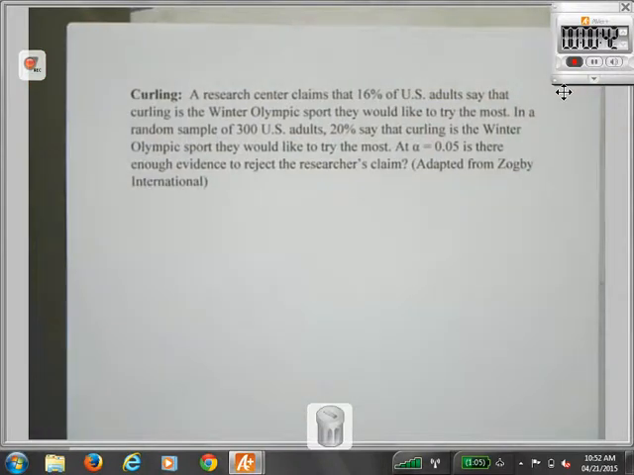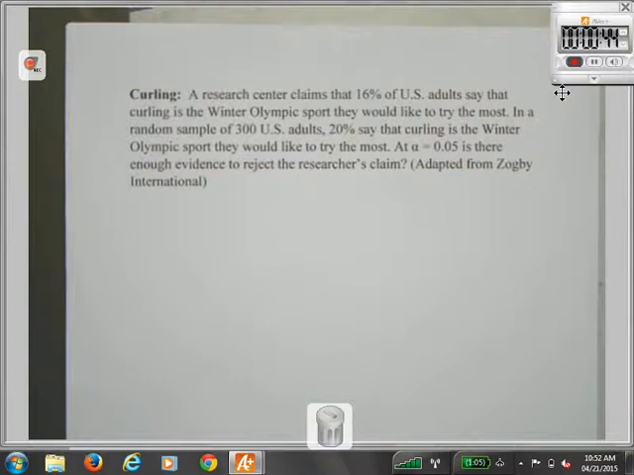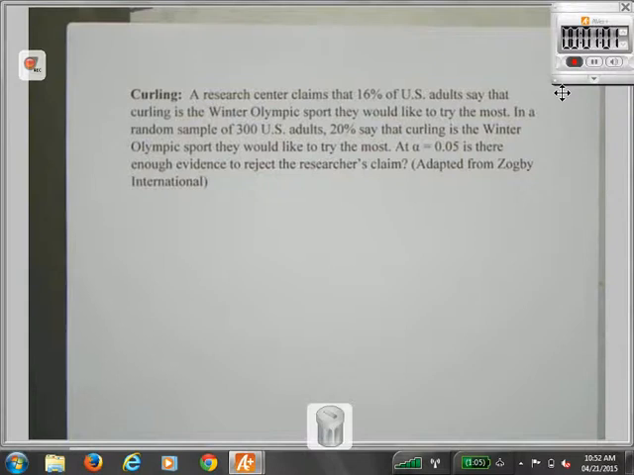Curling. A research center claims that 16% of U.S. adults say that curling is the winter Olympic sport they would like to try the most. In a random sample of 300 U.S. adults, 20% say that curling is the winter Olympic sport they would like to try the most. At alpha equals 0.05, is there enough evidence to reject the researcher's claim?